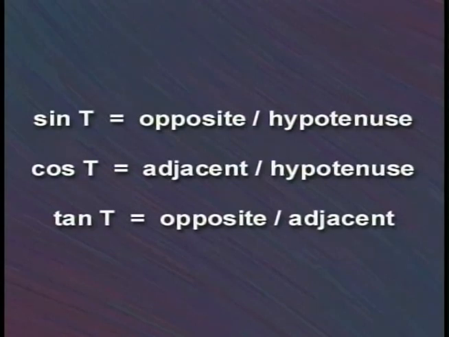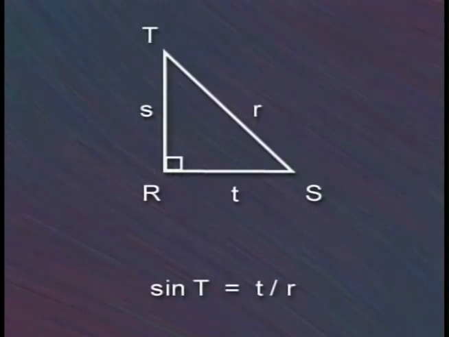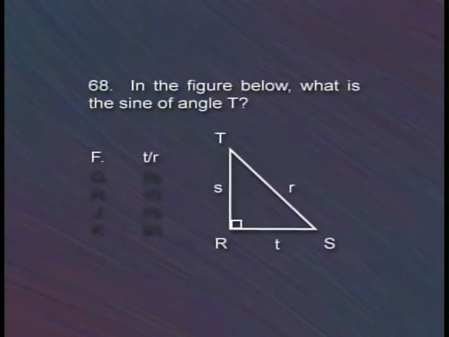In this problem, using angle T as our reference point, S is the adjacent side, T is the opposite side, and R is the hypotenuse. The sine of angle T, therefore, equals the opposite side divided by the hypotenuse, or T divided by R. The correct answer is F.